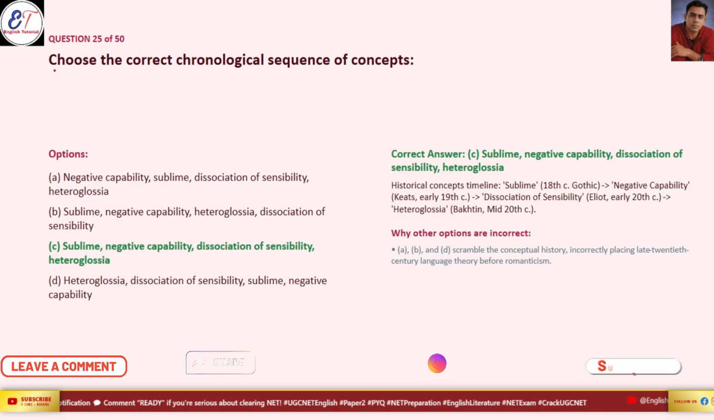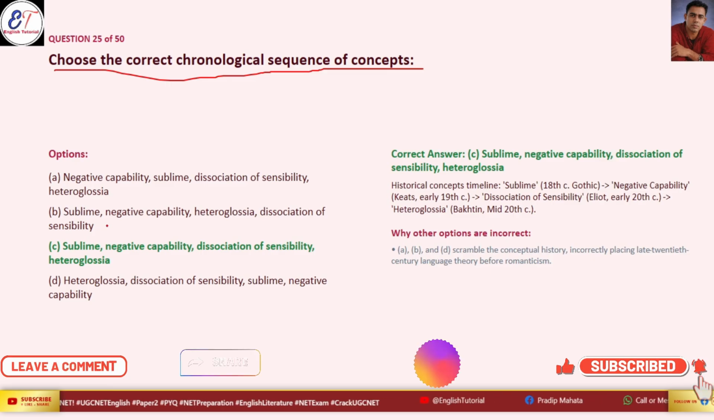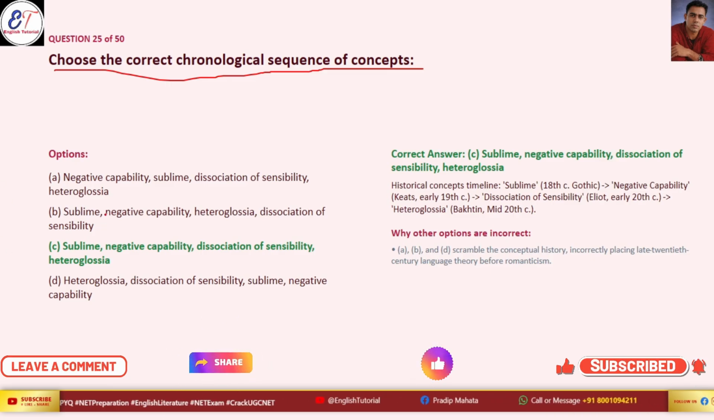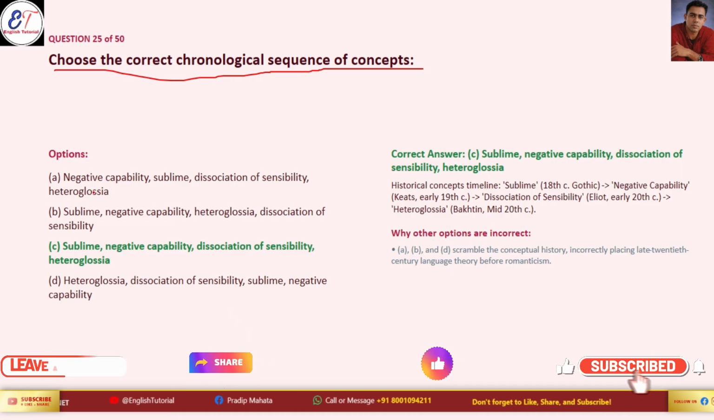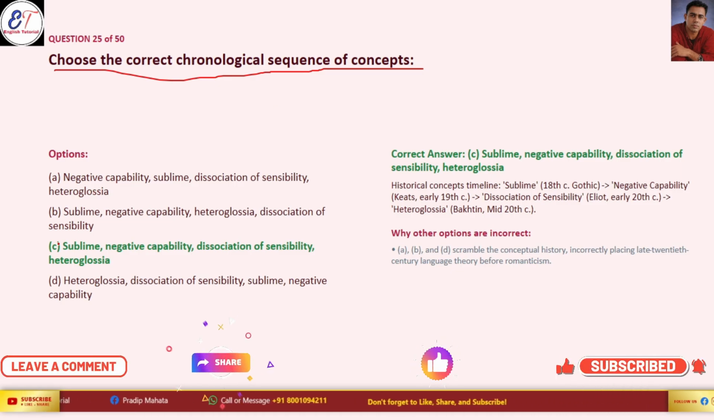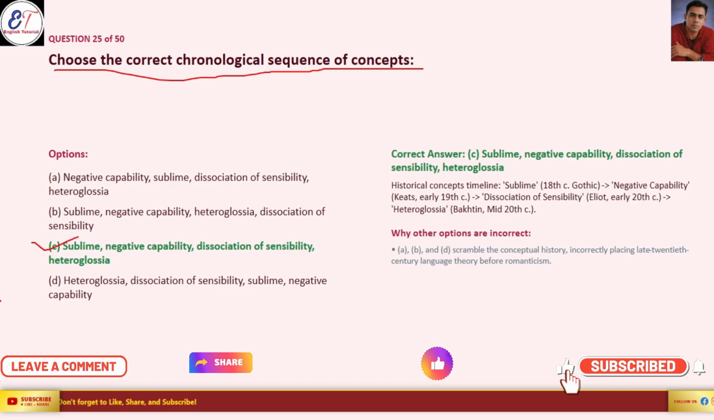Now choose the correct chronological sequence of the concepts. Previously we examined the date of birth or the lifespan, but now we have the concepts. Negative capability. First one is... option C is the correct answer.